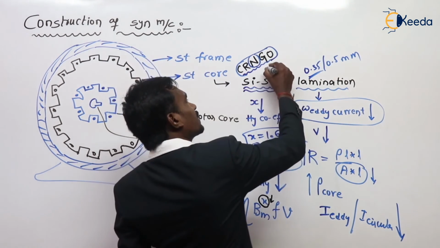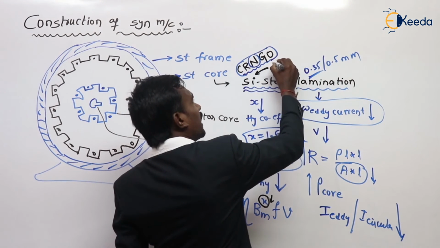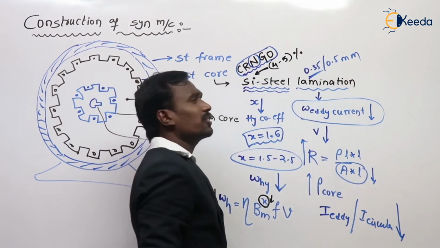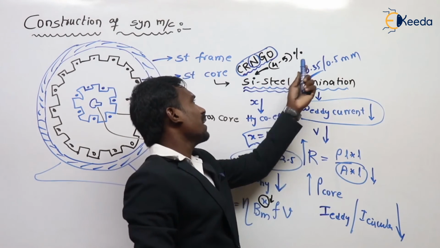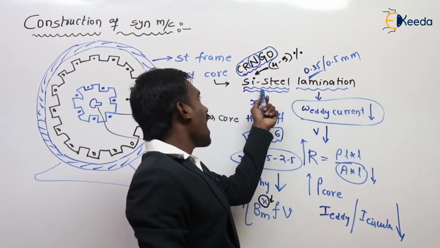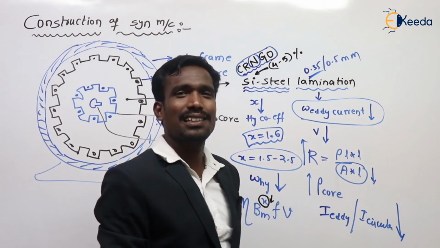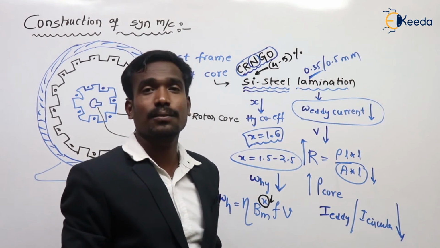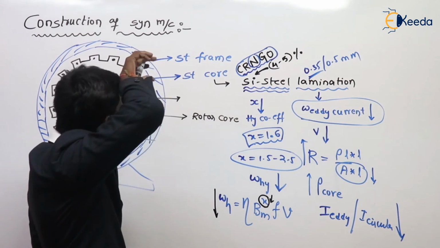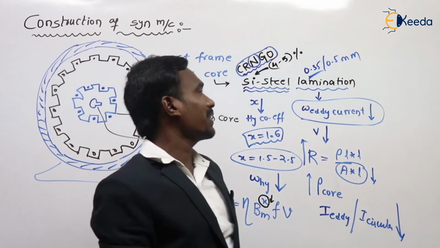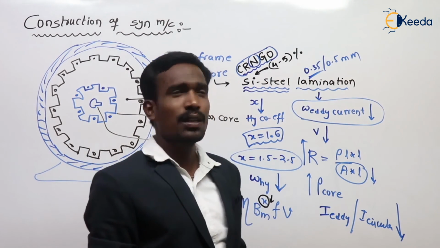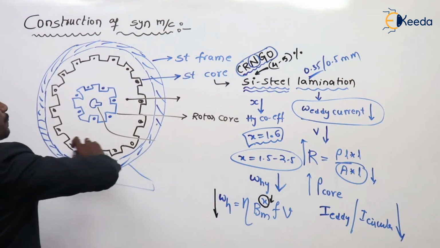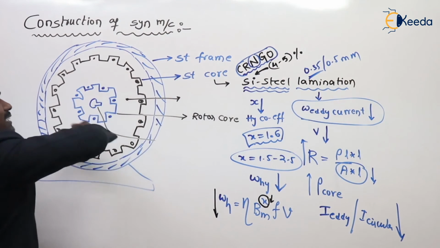How much percent of silicon is added to the steel? Just 4 to 5% of silicon is added to the steel. This is simply the stator core construction. The stator core is made up of CRNGO silicon steel laminations. Remember this. Sir, what is the purpose of the stator core? The stator core provides accommodation for the stator winding.